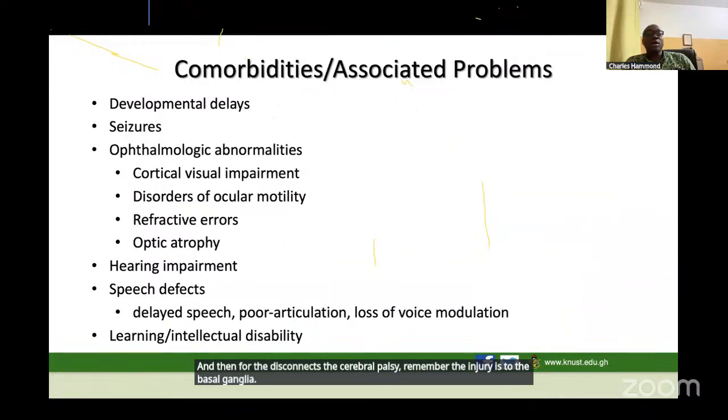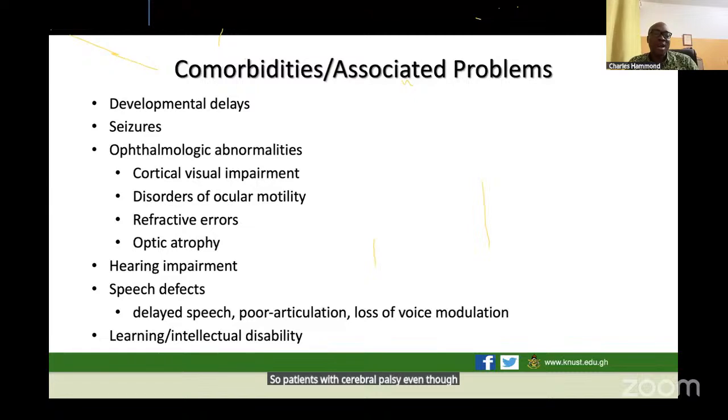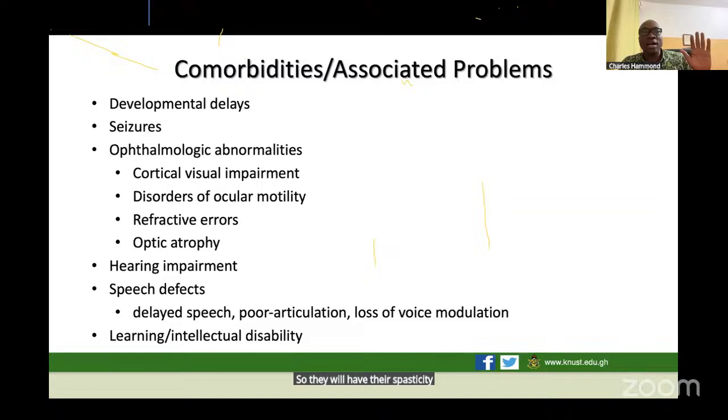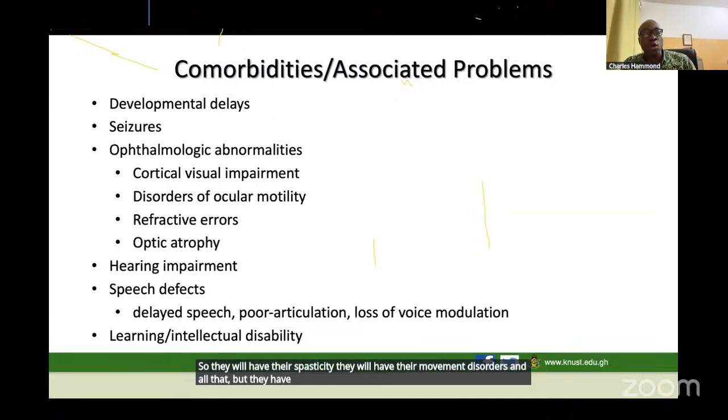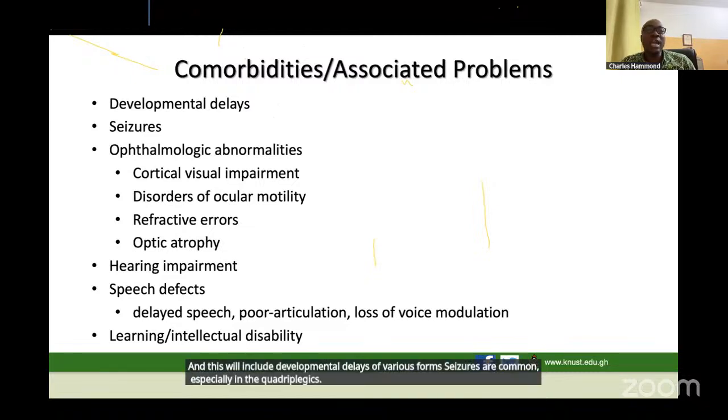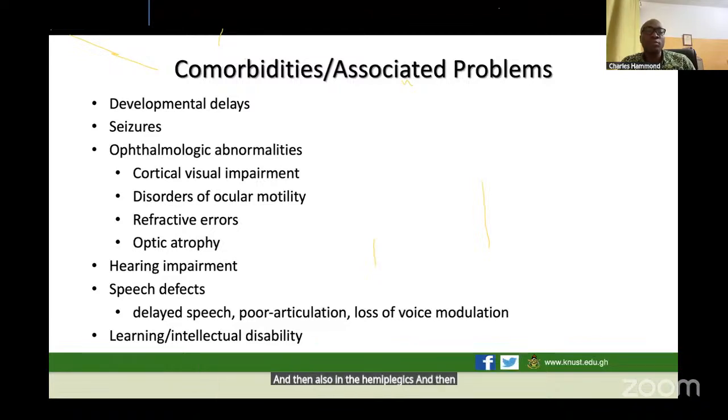So patients with cerebral palsy, even though they have primarily movement and posture problems, tend to have a lot of other problems, and we call those other problems comorbidities. So they will have their spasticity, they will have their movement disorders and all that, but they have other problems that we call comorbidities. And this will include developmental delays of various forms. Seizures are common, especially in the quadriplegics, and then also in the hemiplegics. And then they may have visual abnormalities.